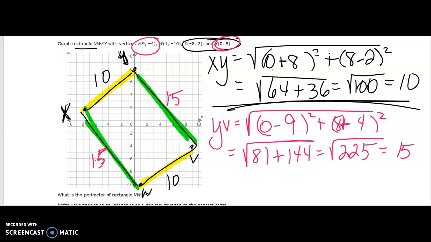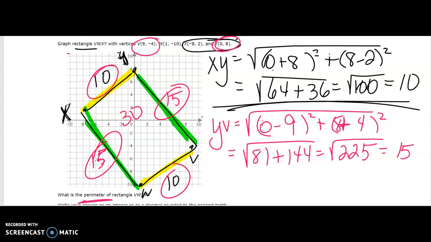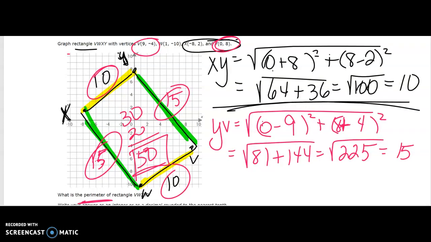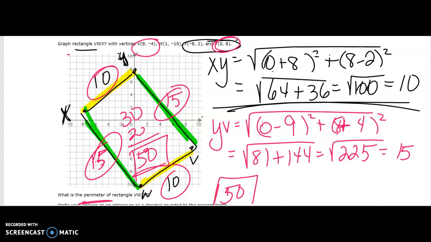Now we know all the lengths, so now I'm going to be able to find the perimeter. 15 plus 15 is 30. 10 plus 10 is 20. 30 plus 20 is 50. So 50 is the perimeter.